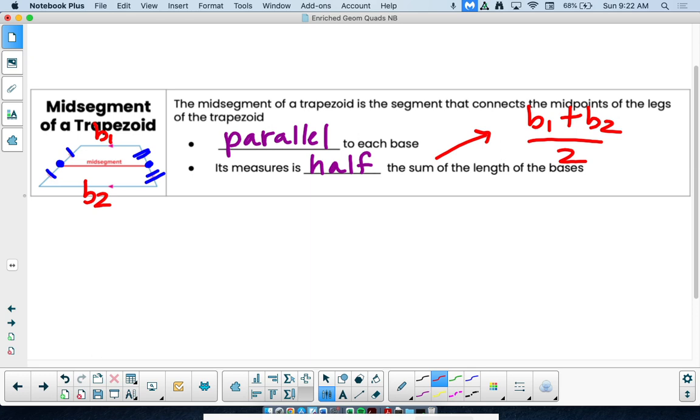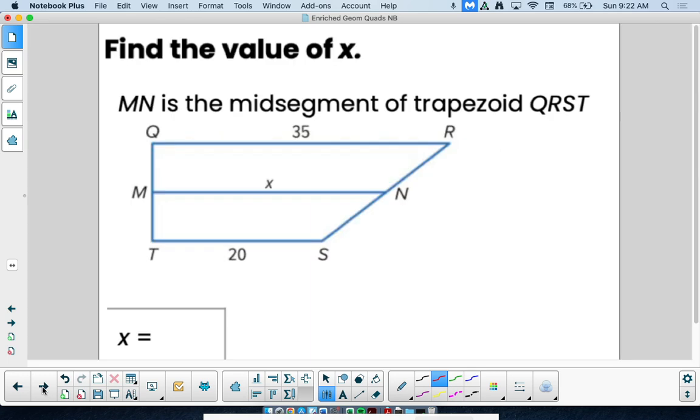We add them together to get the sum, and then take half of it. These are very straightforward examples coming up. We're told that MN is the mid-segment of our trapezoid QRST, and we're looking for X. So if I look at our formula we just wrote down, label them. It doesn't matter which one's your base 1 or base 2. I just usually go top to bottom. That's how my brain works.